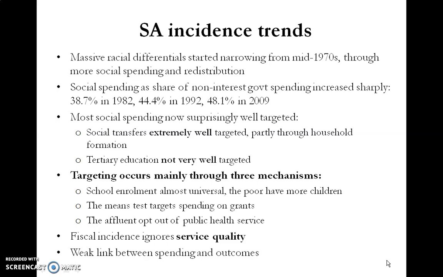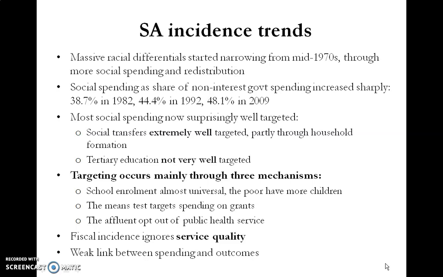However, most social spending now is extremely well targeted. In fact, South Africa's social security system is one of the best in the world, and it is extremely well targeted, partly through household formation. So those social transfers are really going to the poorest of the poor and the most vulnerable. However, tertiary education is not very well targeted in South Africa, and we've chatted about this at different points in the semester.